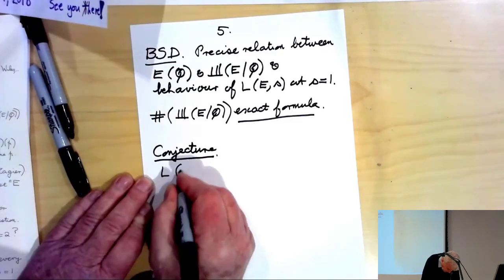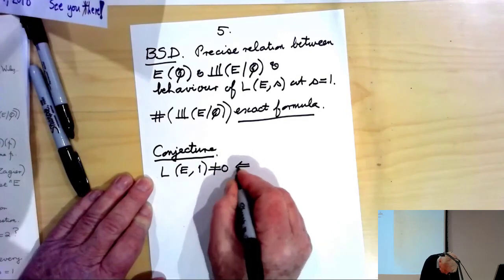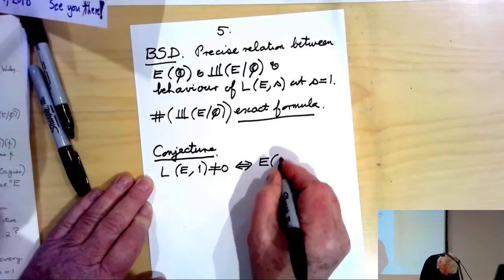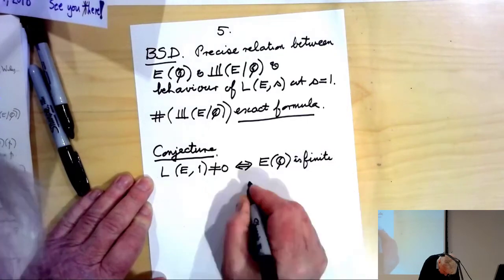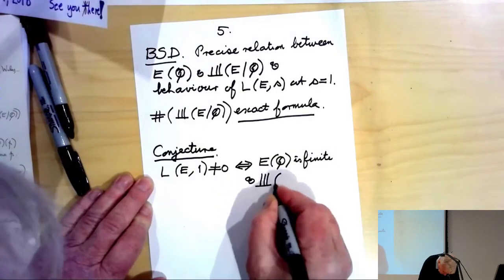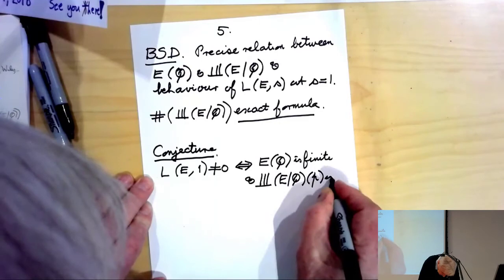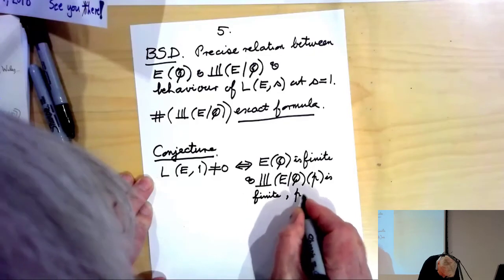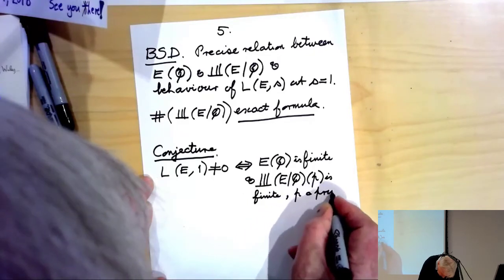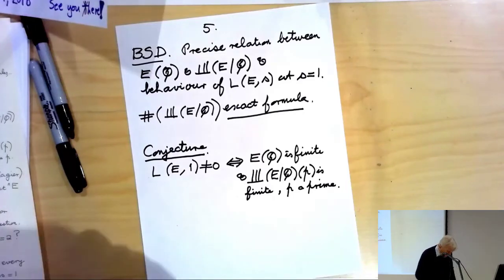Namely, the assertion is that L_E(1) is not zero if and only if E(Q) is finite and the Tate-Shafarevich group of E over Q, the p-primary part, is finite, where p is a prime. And this should be true for every prime p. And in fact, what is known now?